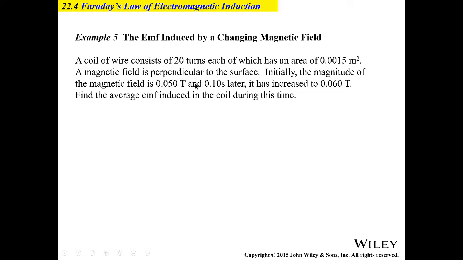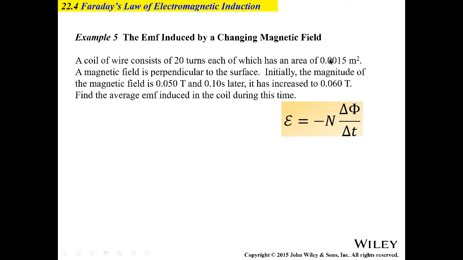Okay, so now let us make practical use of Faraday's law. So we now say, I have a coil of wire that consists of 20 turns. That means that N is 20, which has an area of 0.0015 meters squared. So that means that it is a coil that does not have such a big area.